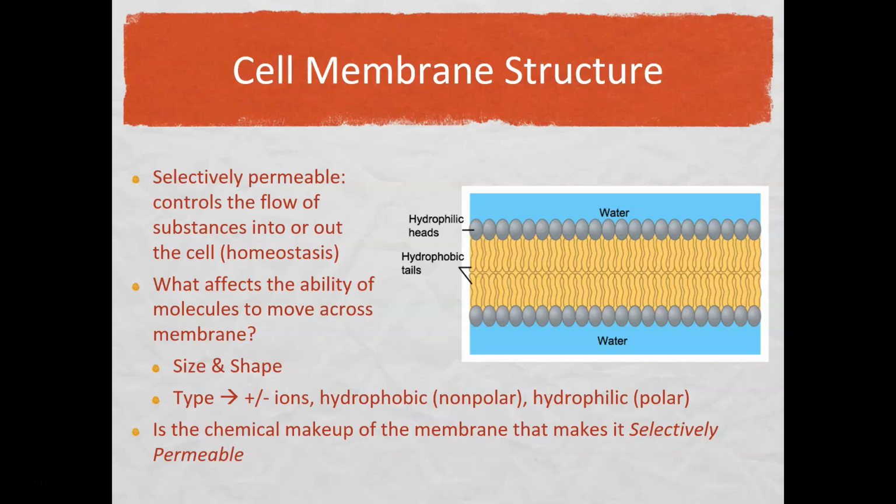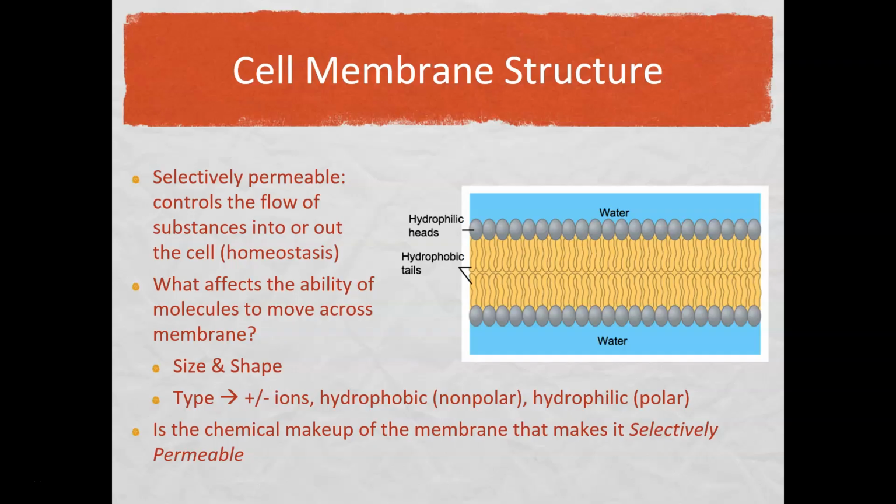Now let's break that word down. Selective in the sense that some things can go through, some things won't. And permeable in that permeability means that things can pass. But because it's selectively permeable, it's going to control the flow of substances.